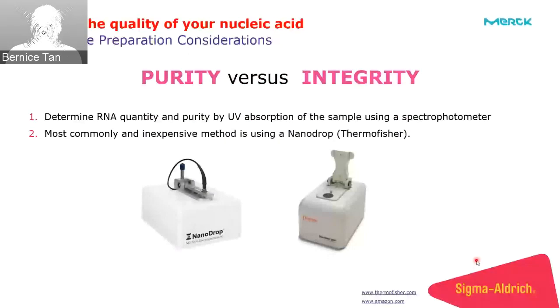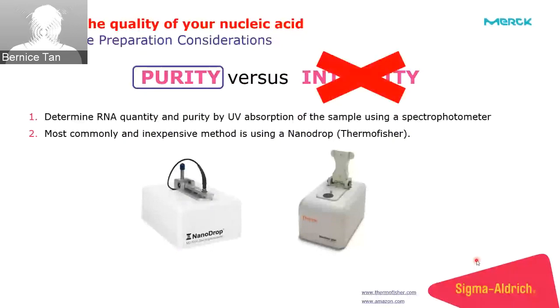When you talk about purity, you are measuring the purity of the sample using a spectrophotometer. You can use a standard spectrophotometer for this application, though it can take a little bit more sample than usual. A lot of researchers use a NanoDrop for assessing the purity of the sample. The nice thing about the NanoDrop is it only requires 1 to 2 microliters of your sample.